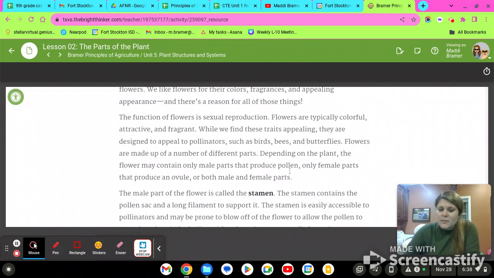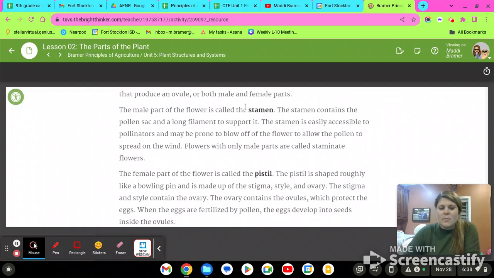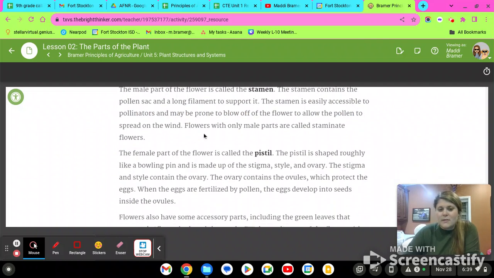Flowers, they're made up of different parts. Some plants can have only female, some can have only male, and some can have both parts. So they're really unique. So the male part of the flower is called the stamen. So the stamen has the pollen. The stamen's easily accessible to pollinators, and it can blow off of a flower to allow pollen to spread on the wind. Flowers with only male parts are called staminate.